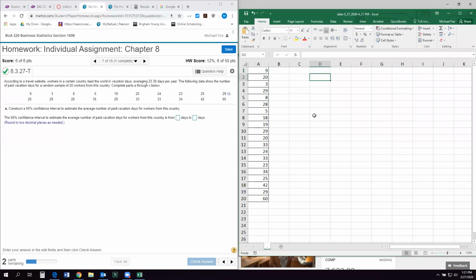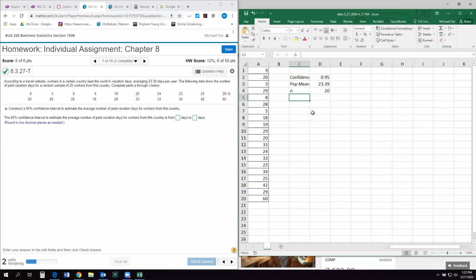Okay. So we're going to need some information to figure out the confidence interval. The first thing we're going to need is the alpha. I always start with what I know. Our confidence is 0.95. We know that our population mean is 23.39, or at least that's the population mean that they're claiming. We know that our sample size, N, is 20. And I think that's all we know from the information given to us.